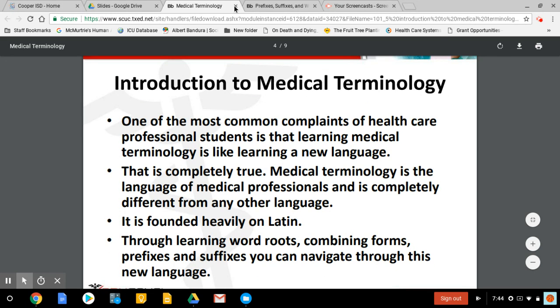This is one of the hardest units in healthcare. It's one of the ones that students and medical students, not just in high school but all through, complain about the most, because we're having to learn a new language. It is its own complete language. It's used by medical professionals in every area of healthcare. By learning the word roots, the combining forms, prefixes, and suffixes, it helps us navigate through that language and break words down. If we don't even necessarily know what it means, we can figure out the basis of what it means.